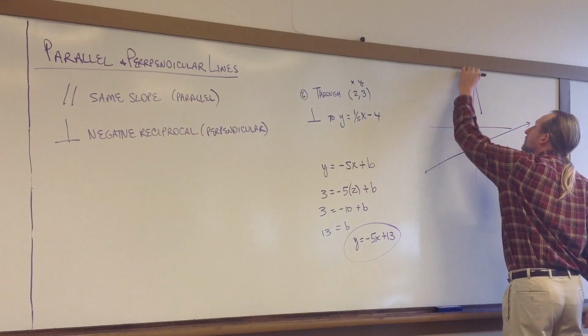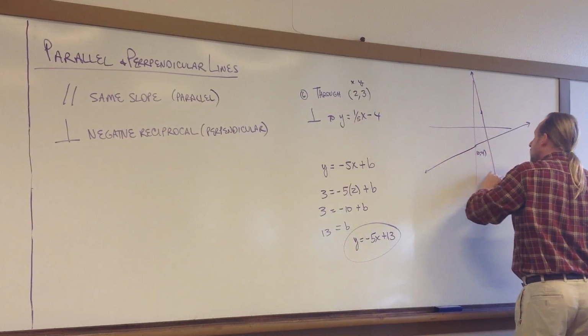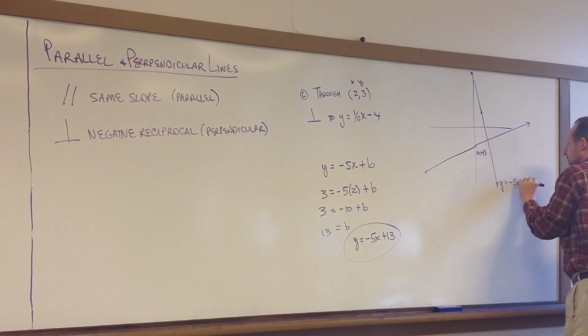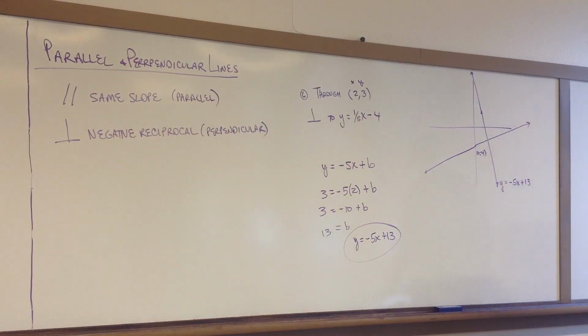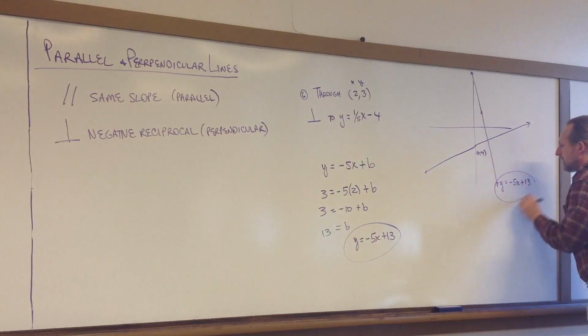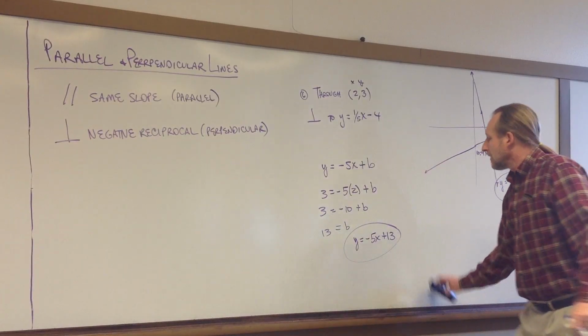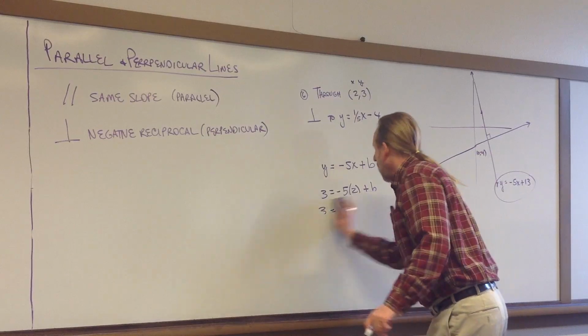And so there's our slope, negative 5x plus 13. There's our y-intercept up there at 13. This is the line that the problem is asking for the equation of. And you can see how they're perpendicular right there. That makes a 90-degree angle. Okay, that's problem 6.